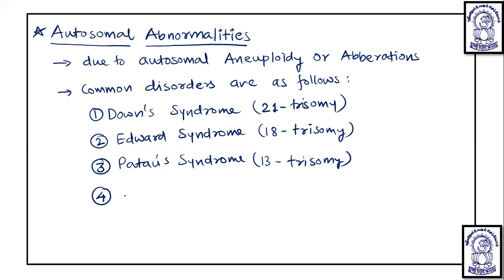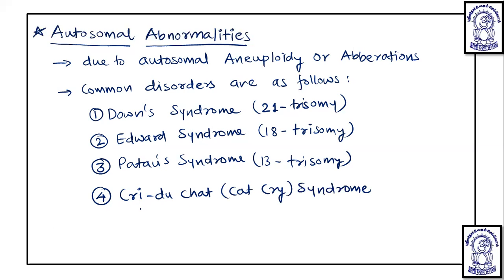The fourth disorder due to autosomal abnormality is cri du chat, or cat cry syndrome. Now in this cat cry syndrome, or cri du chat syndrome, the newborn is going to cry like the mewing of a cat. Because of this, it is known as cat cry syndrome.